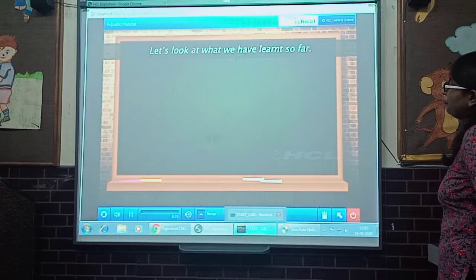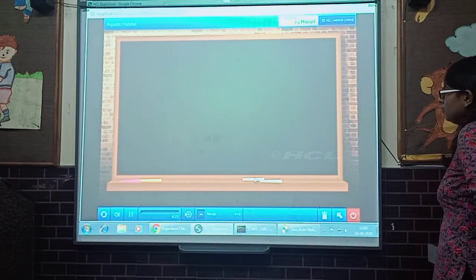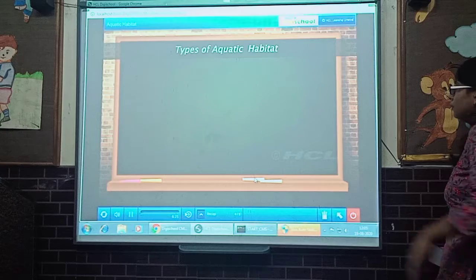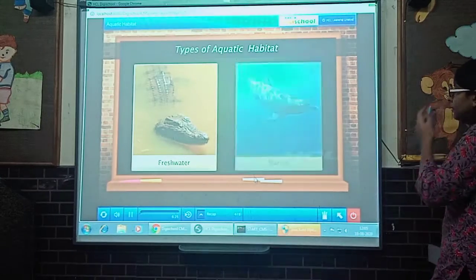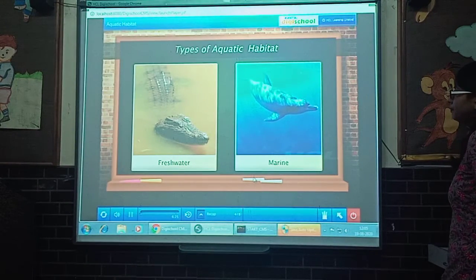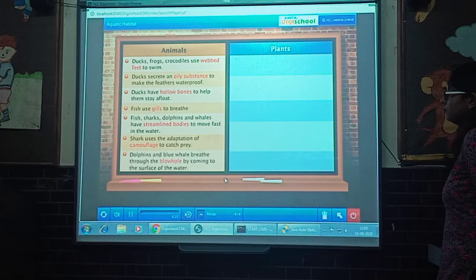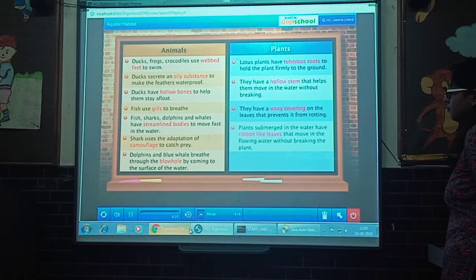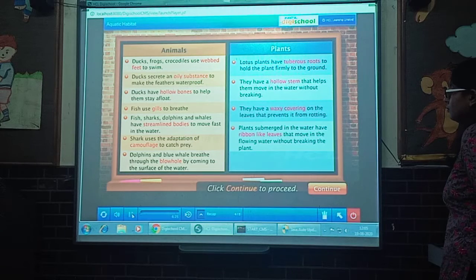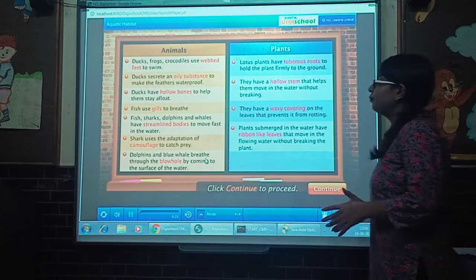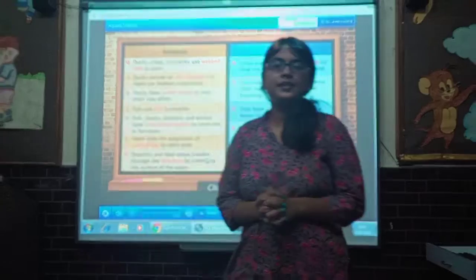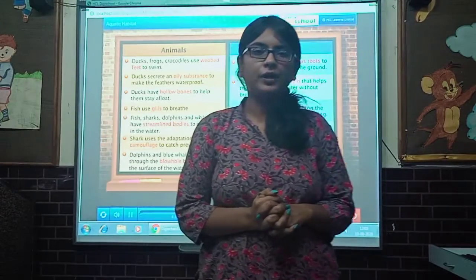Let's look at what we have learned so far. The types of aquatic habitat are freshwater and marine habitats. Animals and plants have adapted themselves with specialized body structures to suit the surrounding. So this chapter is basically about habitat and adaptations.